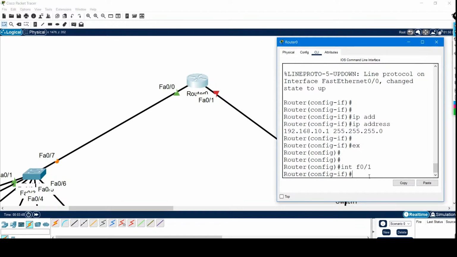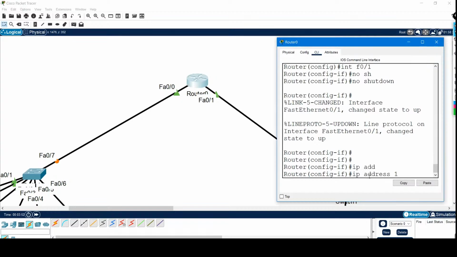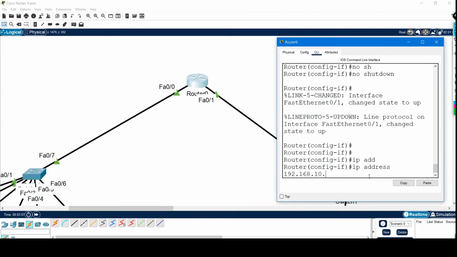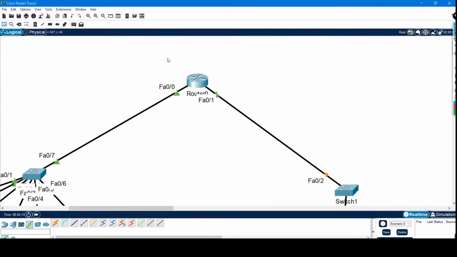And on F0/1 also I am going to configure an IP from the same network. IP address 192.168.10.130, subnet mask 255.255.255.0. Here you can see 192.168.10.0 overlaps with fast Ethernet 0/0. So guys, my question is, tell me how this router knows that this IP address is overlapping with the IP address which is running on F0/0.